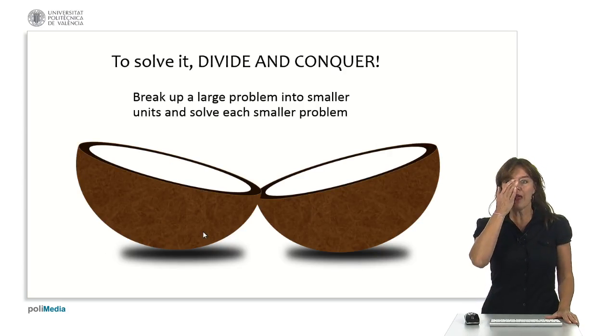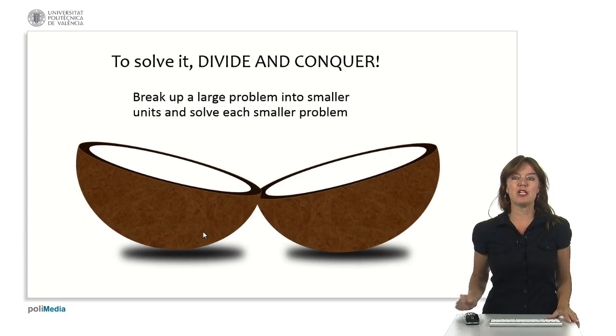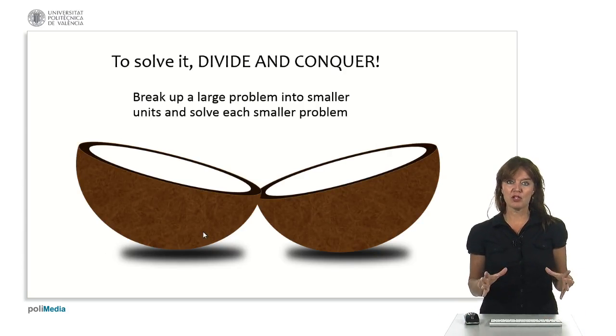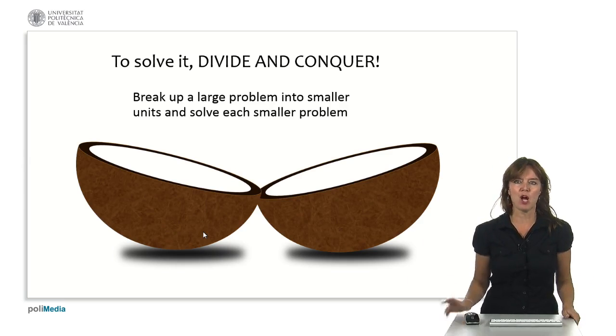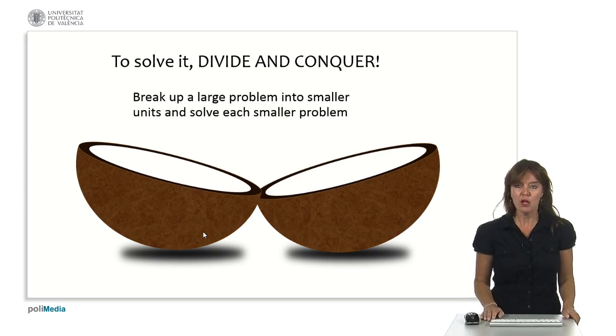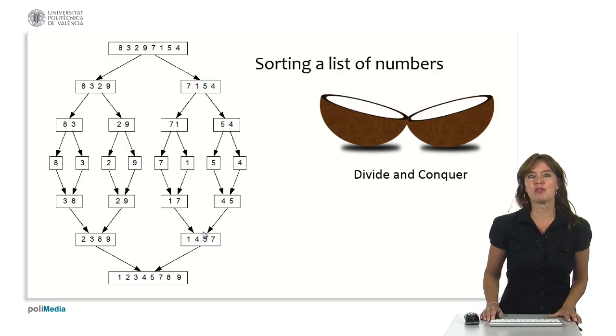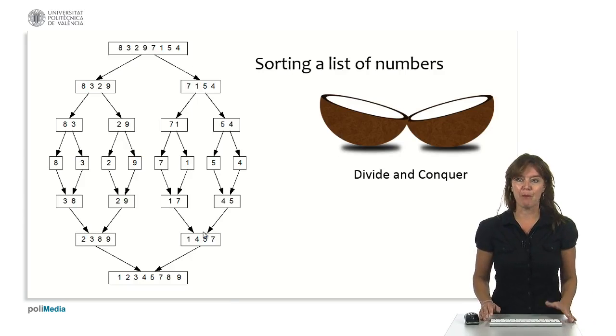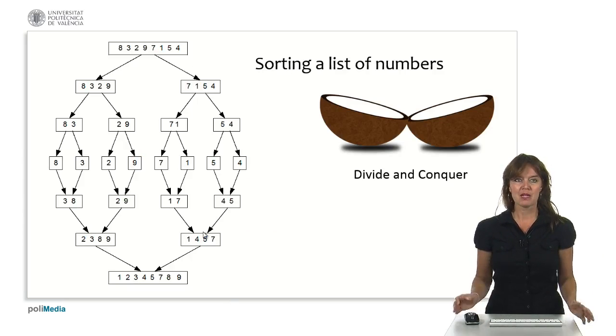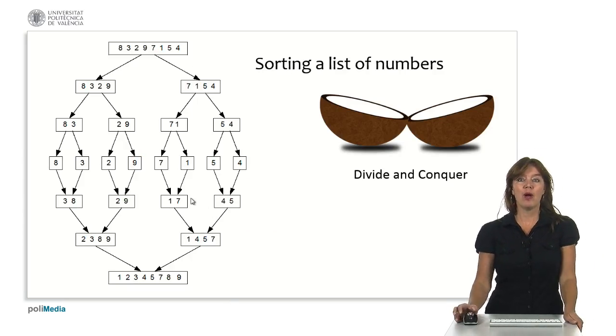So to do that, what we can use is a strategy called divide and conquer. We break up a larger problem into smaller units and solve each problem which is smaller by itself. So let's look at an example so it becomes clear what this means. For example, we need to solve a sorting problem. We've got a list of numbers and we want to sort them. So here you see a way of doing this with a divide and conquer strategy.